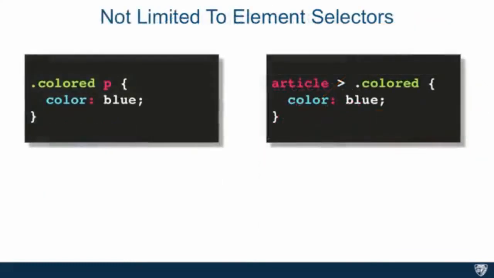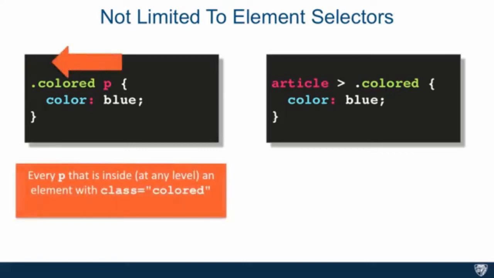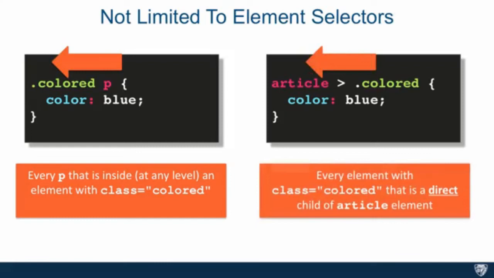Now, I want to point out that these selector combinations aren't limited to element selectors, even though that's what I've used in the examples. So for example, we can have a .colored space p, and that will mean, again, reading it from right to left, that every p element that is inside at any level of an element with class equals colored will have its text color turn to blue. In the case on the right, we're using a direct child selector to say that every element with the attribute class equal to colored that is a direct child of an article element will have its text turn to blue. Let's take a look at a few coding examples to see these combinations in action.